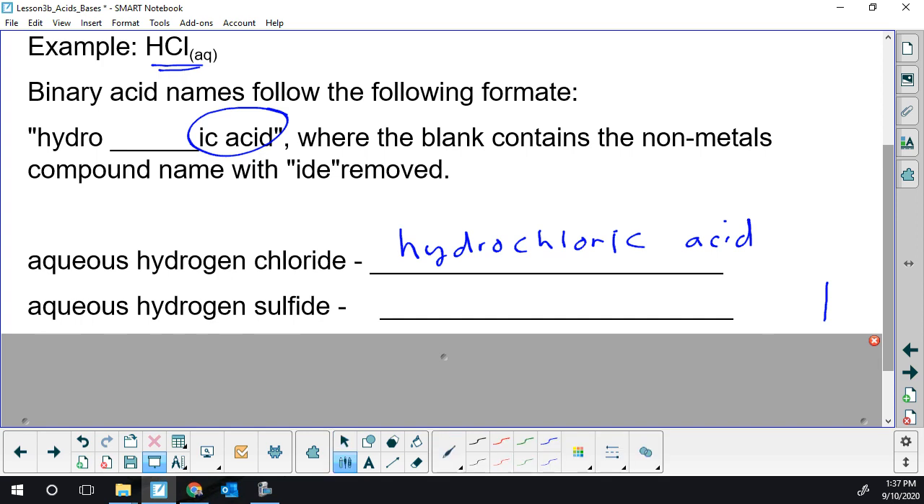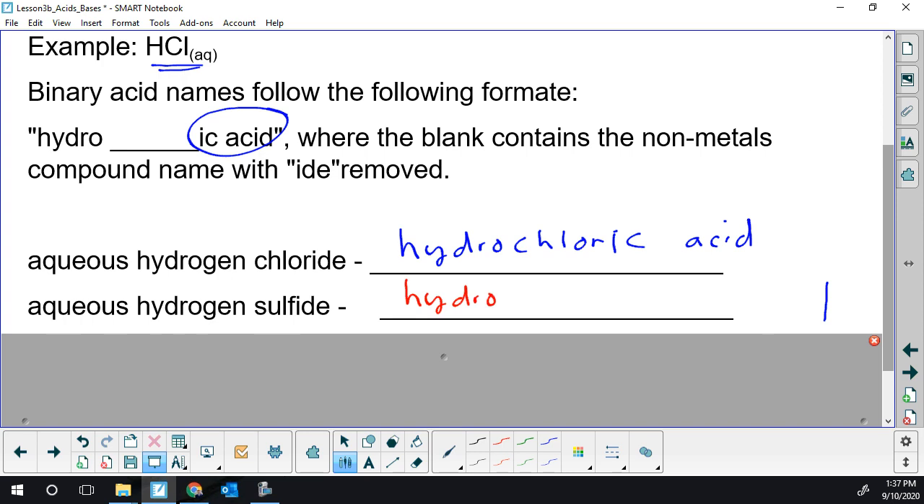My second example would be if you put hydrogen sulfide into water. And you wouldn't know how to predict whether this is an acid or not. Okay? That's not the skill you need to learn. You'd have to be told, okay, this is an acid. What is its name?